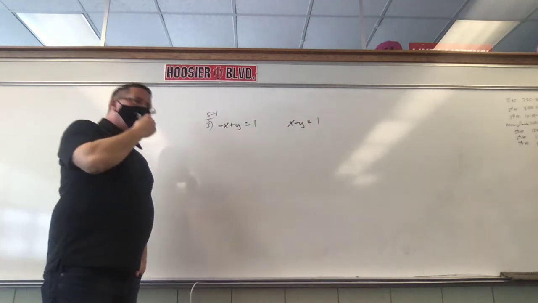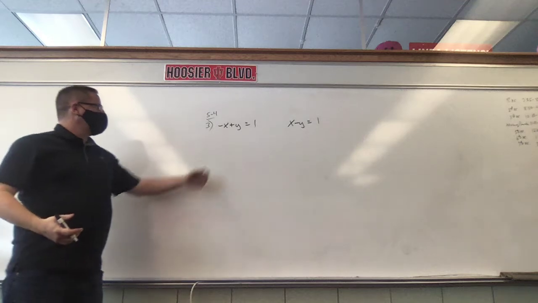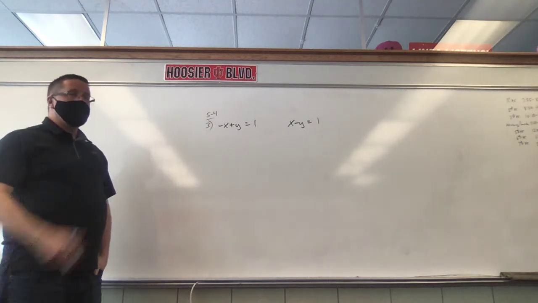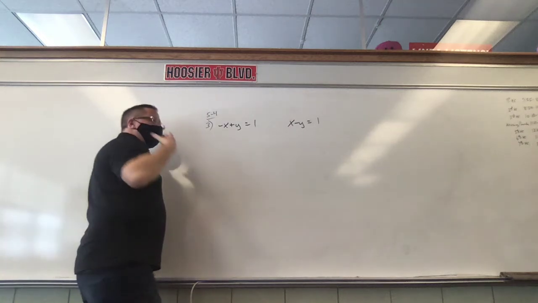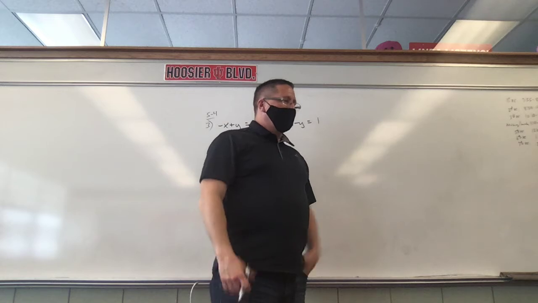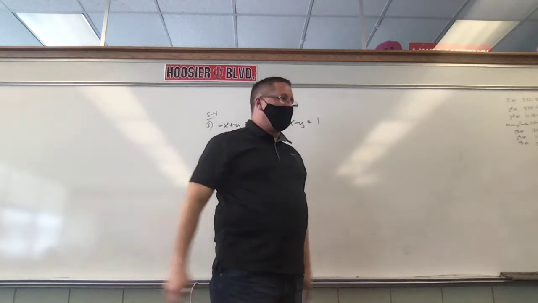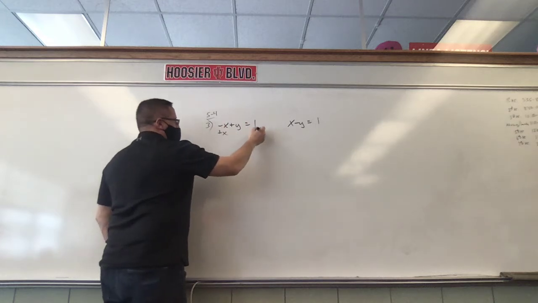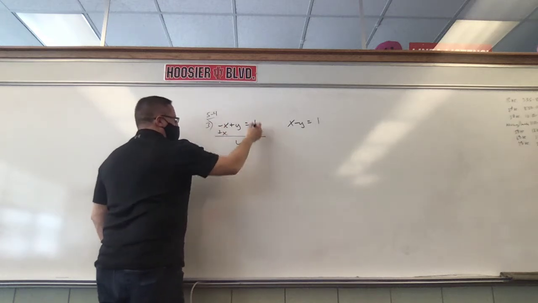So we want to get y by itself, okay? So this first one should be pretty simple. How do I get y? Well, we want to get y by itself. If I want to get y by itself, I don't do anything with y. I get rid of everybody else. So we add x, and we have y equals x plus 1.